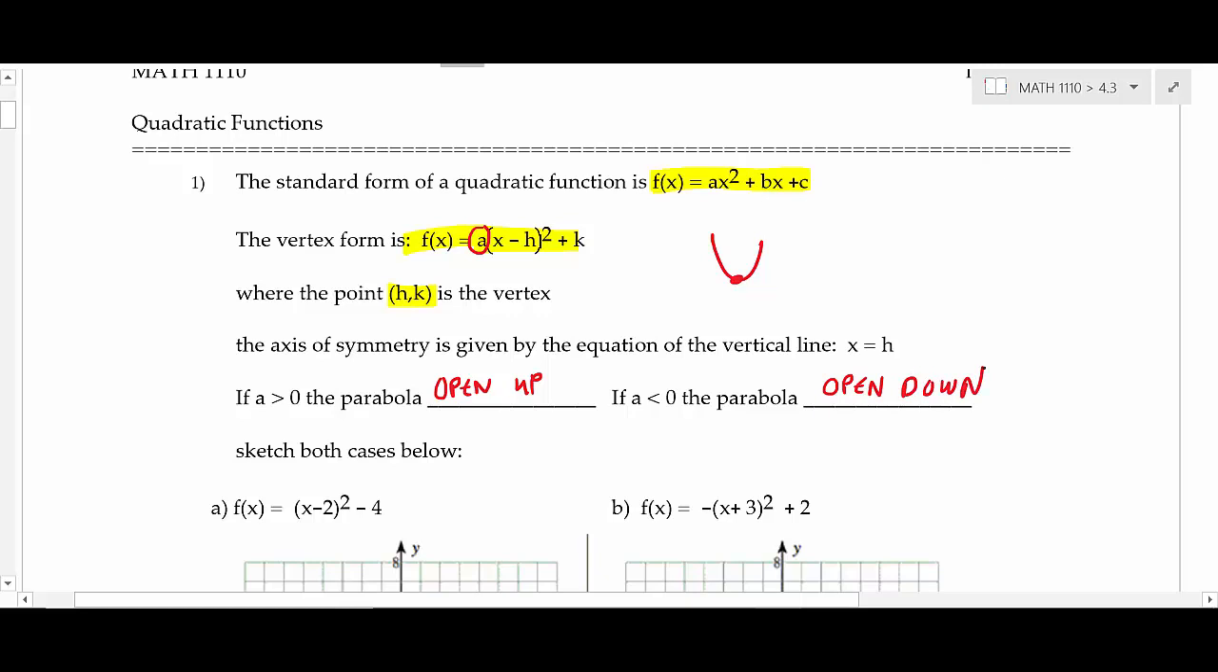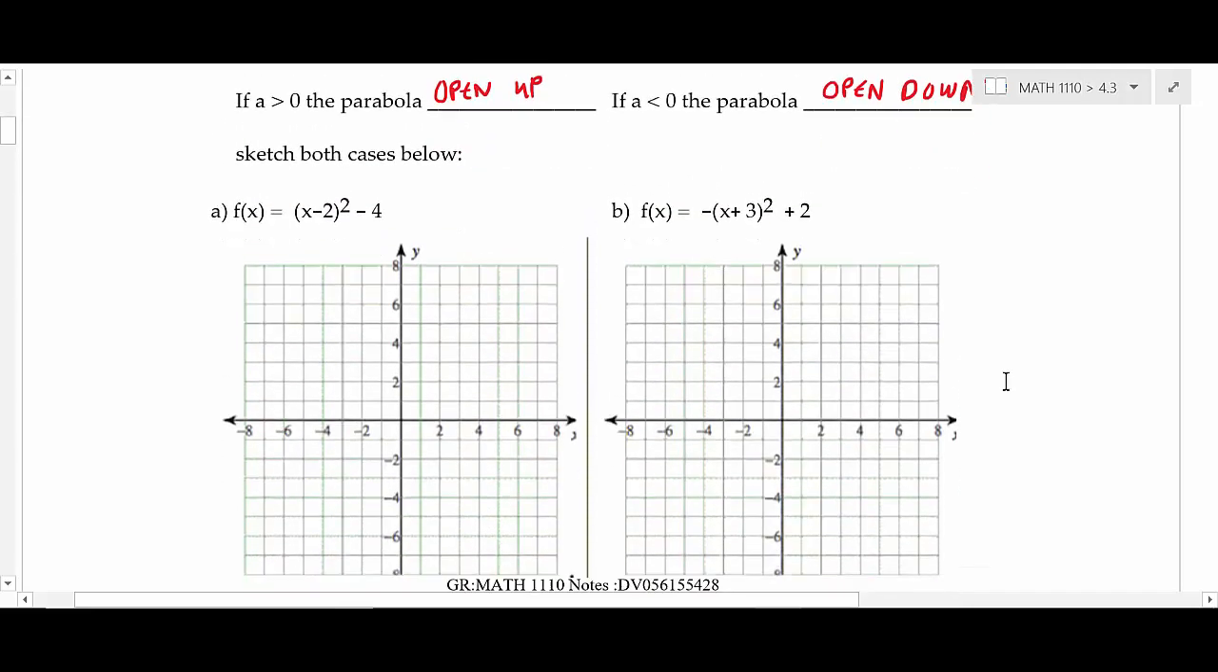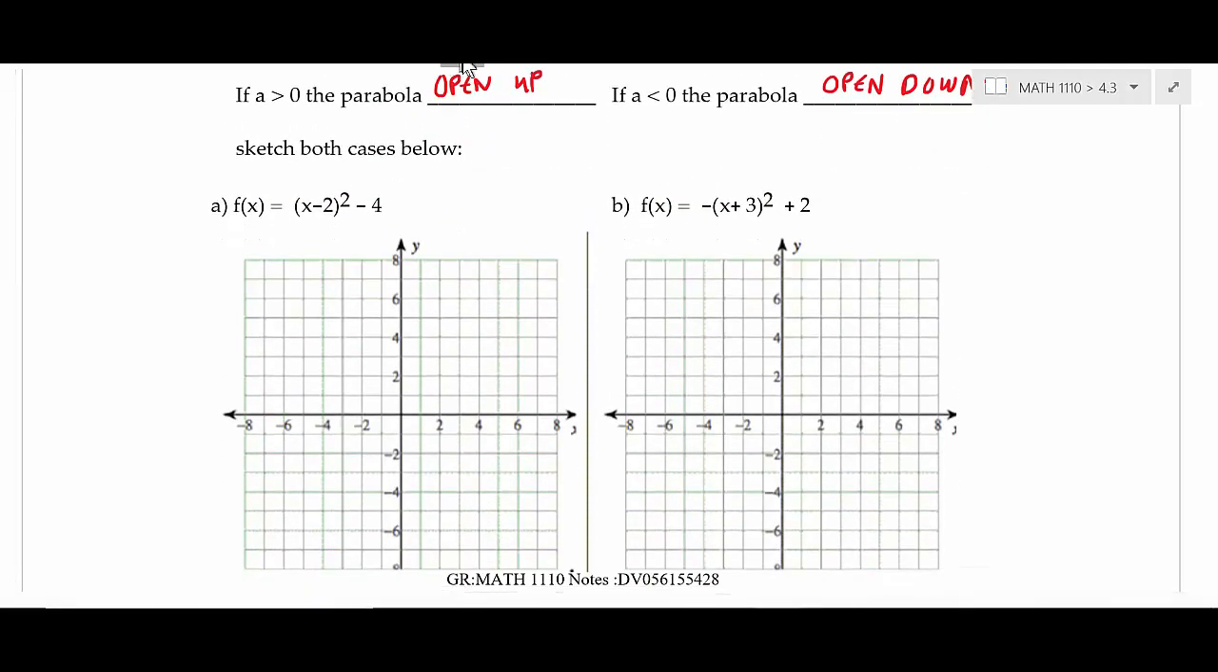Okay, so what I want to start with is I want to get you comfortable with how you do a graph of a quadratic if it's in vertex form. Okay, so we're going to do this like this then. First of all, the vertex on this one is just like it is on a circle primarily.